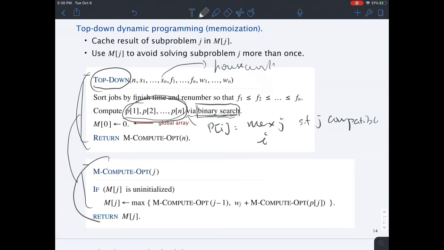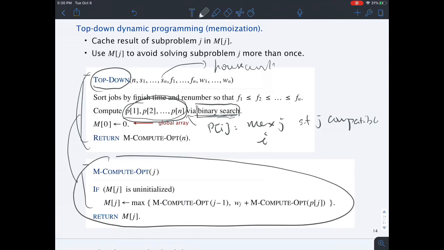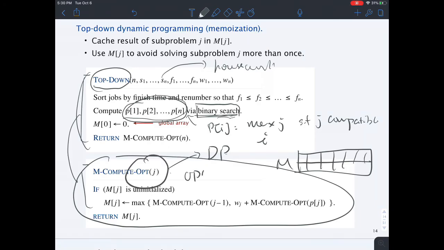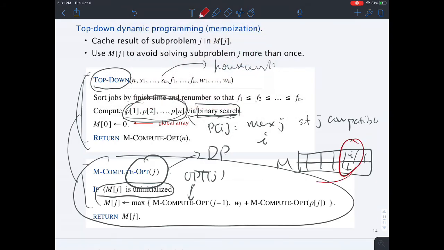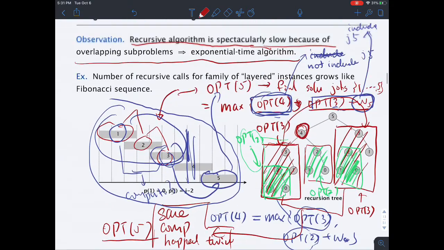So at the end of the day, this is the DP component. You should imagine that there's an M array over here that's serving as the cache. When you want to compute the optimum of j, before you even try the recursion, you check whether j already exists here. If j is never computed, you go ahead and recurse, but otherwise you directly return the value over there.